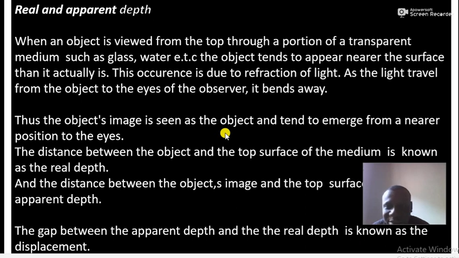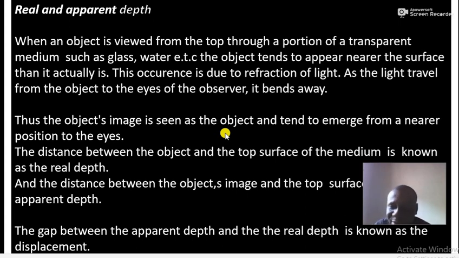apparent depth. As you can see on screen now, it is the distance at which the object's image is seen, as the object tends to emerge from a position nearer to the eyes. Now, as you can also see on screen, the distance between the object and the top surface of the medium is known as the real depth. So that is the object's original position, the real object. The distance between the position of the object and the top surface is called the real depth.